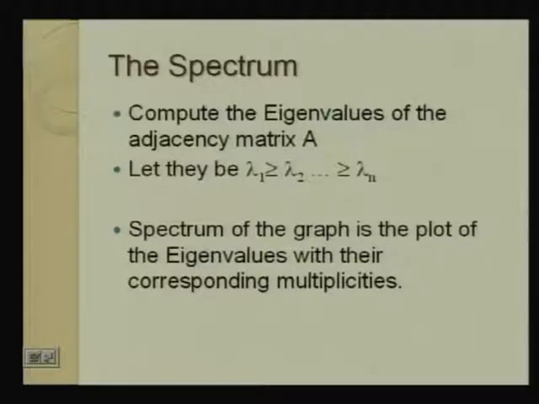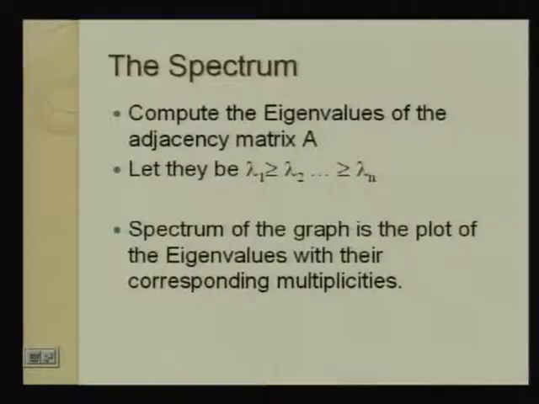What is a multiplicity of an eigenvalue? Suppose there is an eigenvalue 5 for a graph, but 3 of the eigenvalues are 5. So, you have 3 eigenvalues 5, 5, 5, then the multiplicity of that particular eigenvalue is 3. Similarly, you can have various multiplicities for the various eigenvalues. So, on the x axis you plot the eigenvalues, and on the y axis you plot their corresponding multiplicity, then you get the spectrum of the graph.